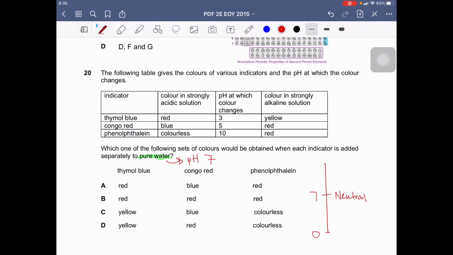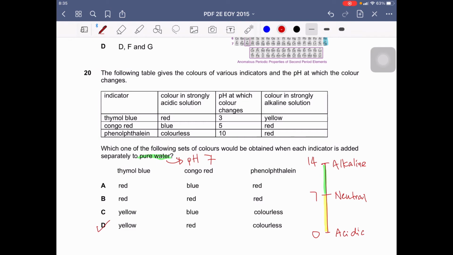Now at the extreme end of 0, this is towards the acidic end, and you have 14, which is the alkaline side. So alkaline will be from 7 all the way to 14, and acidic will be from 0 to 7. Of course, 7 is neutral, which is the pH value of pure water. So if you compare, you will get the answer as D.